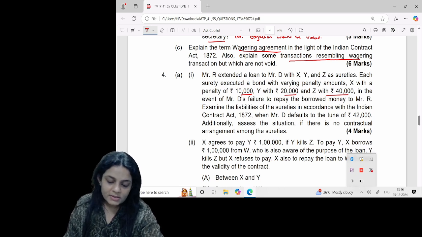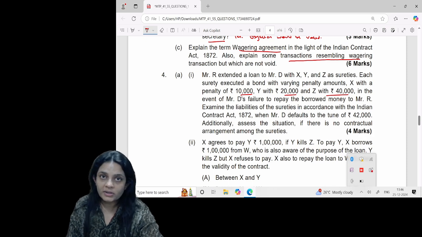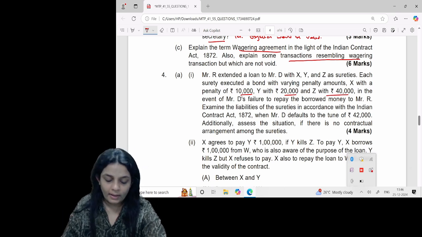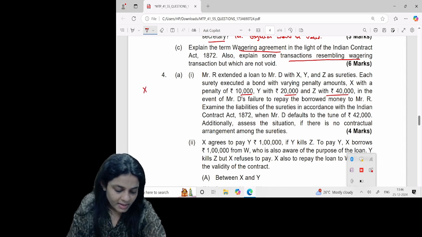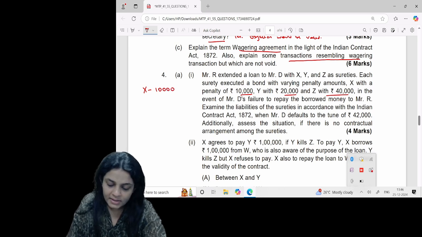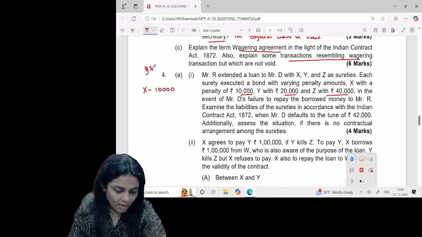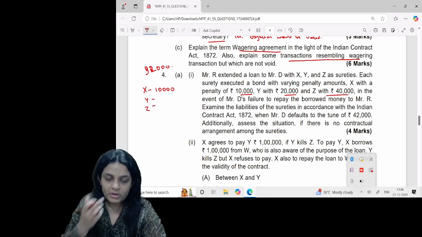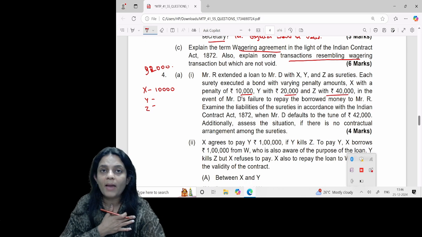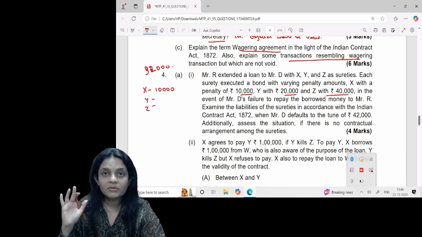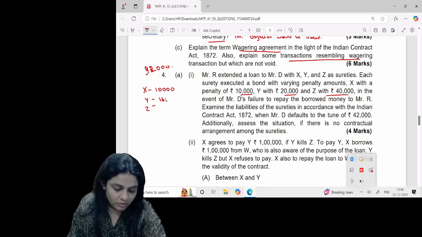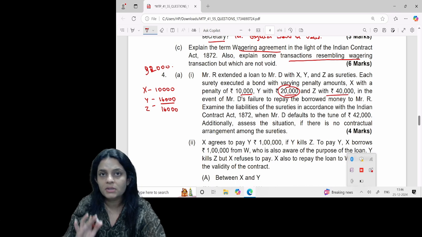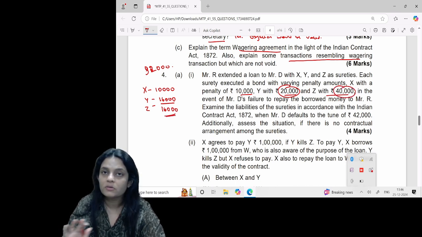Now, 42,000. X is anyway saying I'm liable for only how much? 10,000. If I divide 42,000 into 3 equal parts, it comes to more than 10,000. X is only liable for 10,000. After X's 10,000, how much is left? 32,000 is left, which will be shared by the others in equal ratio because everything is equal. But because X said I'm only liable till 10,000, he will pay 10,000. How much is left? 32,000. Each of them is liable to pay 16,000. Since Y says 20,000, it is within 20,000, he is liable. Z's 40,000, it's within 40,000, right?